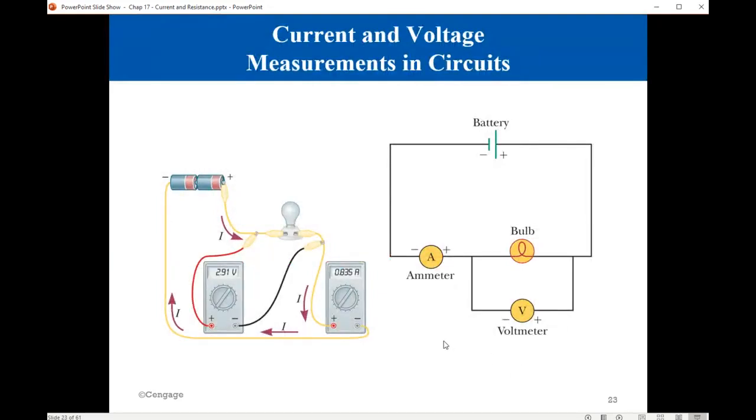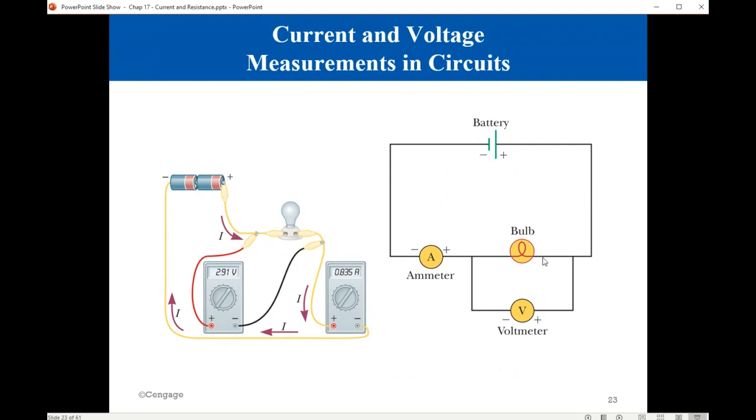This is a simple electric circuit. We have a light bulb connected to a battery here, and we have measuring instruments. This is an ammeter. It measures the electric current in the circuit. This is a voltmeter. It measures the voltage difference across the light bulb.